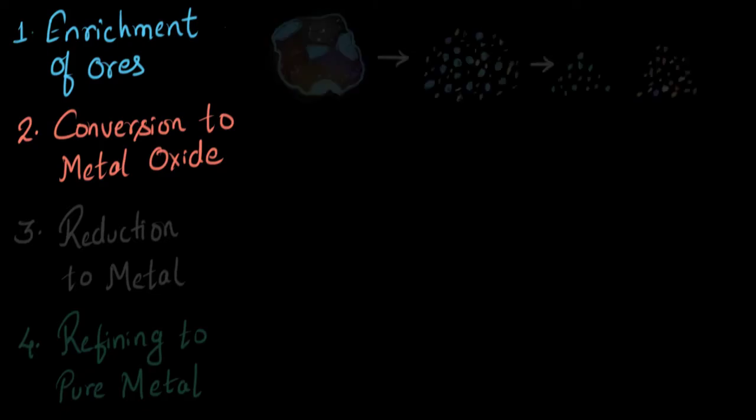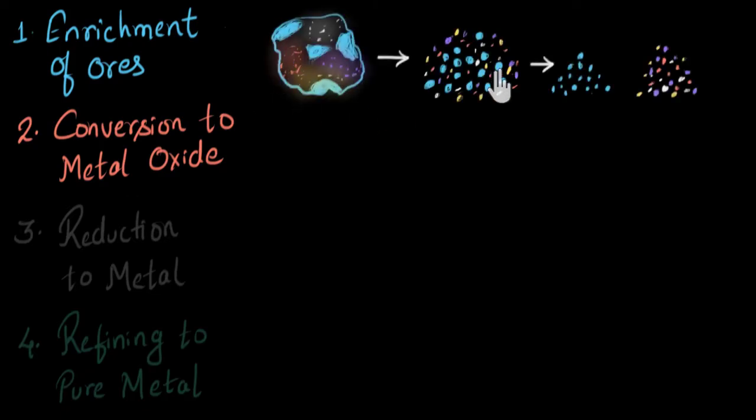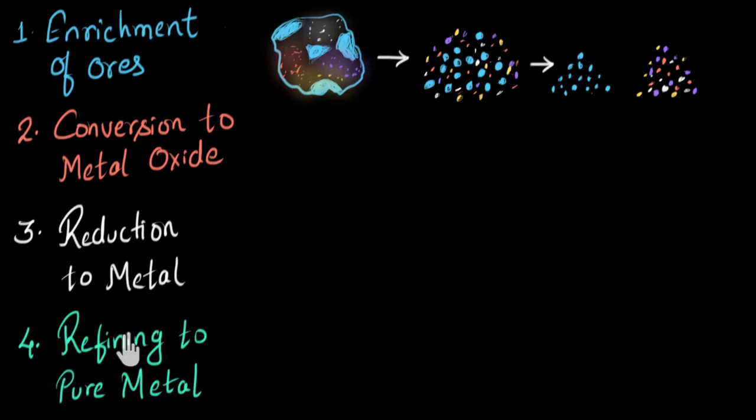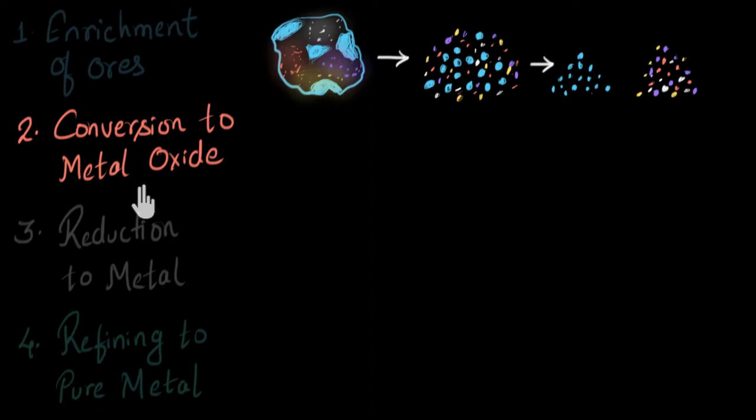Basically, we take a metal ore and we crush it into pieces. And then we separate the metal compound from its impurities. And if the metal compound is not metal oxide, it's a metal sulfide or metal carbonate, then first of all, we will convert them to metal oxide form. And that is because it is easier to separate metal from its oxide. And that will happen in the third step, reduction to metal. And after that, we will refine this metal to get pure metal in the fourth step. But in this video, let's talk about the second step, conversion to metal oxide.